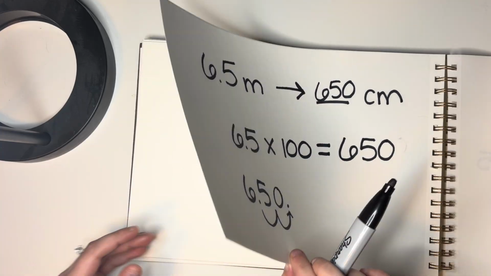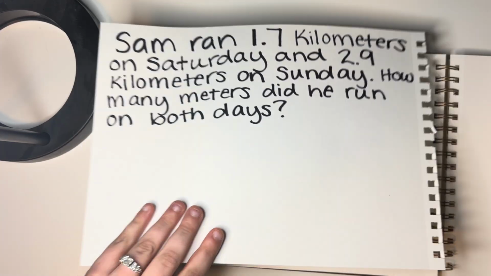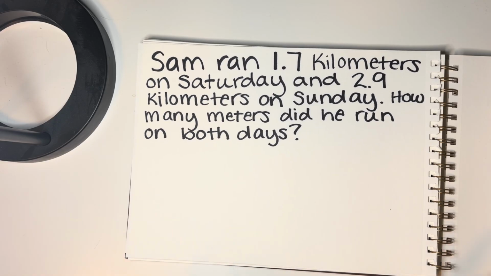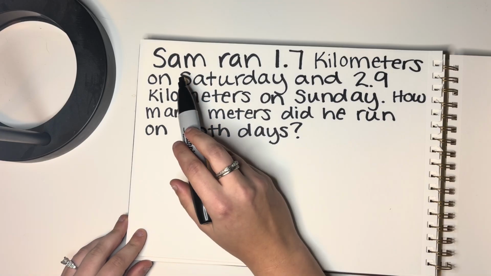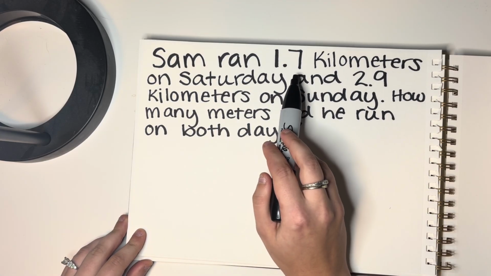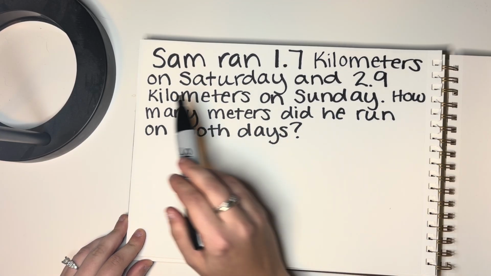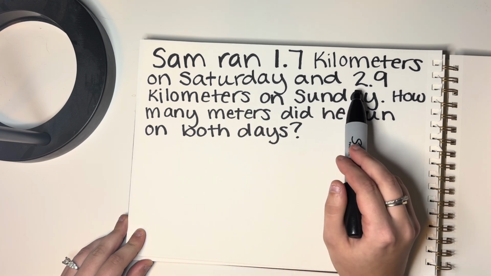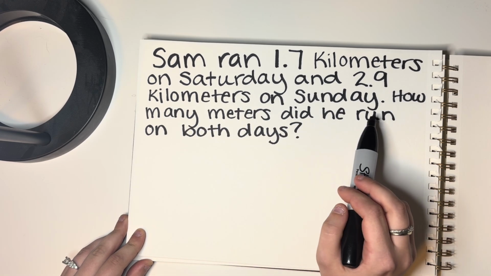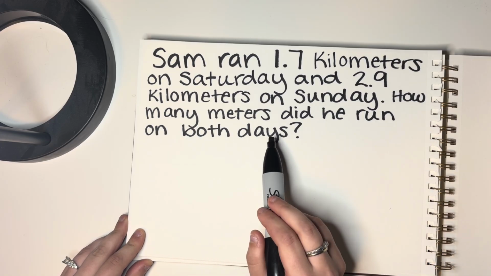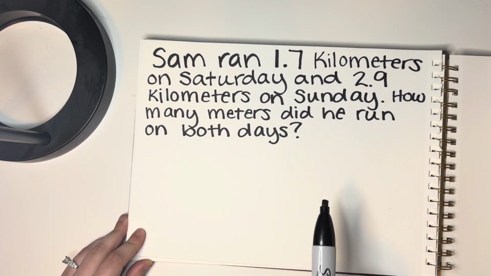All right, so we're going to go through very quickly a story problem that your students may see when they are asked to convert units. So this story problem reads, Sam ran 1 7/10 of a kilometer on Saturday and 2 9/10 of a kilometer on Sunday. How many meters did he run on both days?